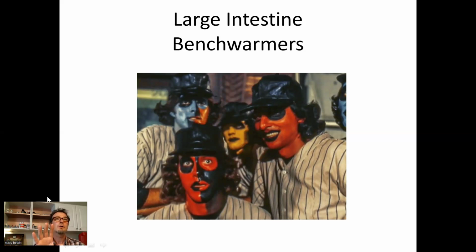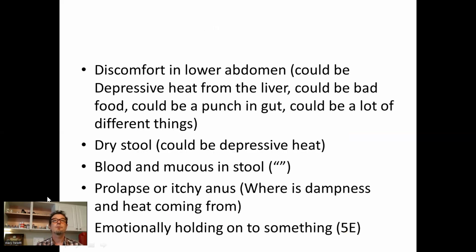It doesn't mean that it's not the large intestine, but it doesn't mean that it is. And these are symptoms that are commonly listed under the large intestine, but let's talk about them. So discomfort in the lower abdomen, that's something that you see in books all the time. But that could be anything.